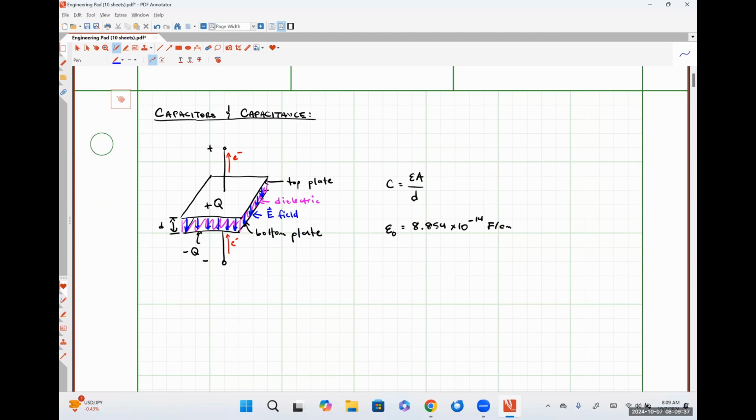So we never physically pass electrons through the device as a whole. We're simply moving them on and off the plates, and that movement of charge on and off the plates behaves like a current.